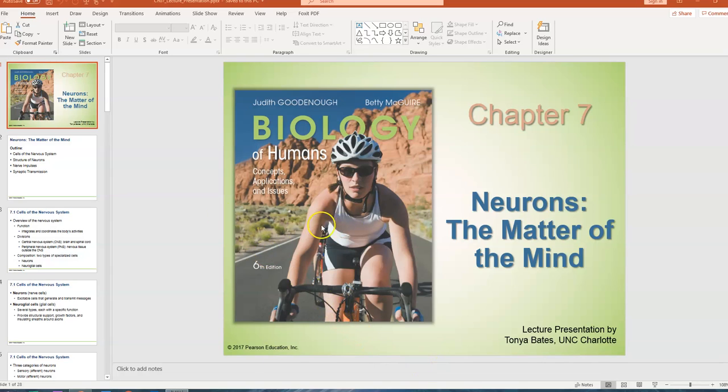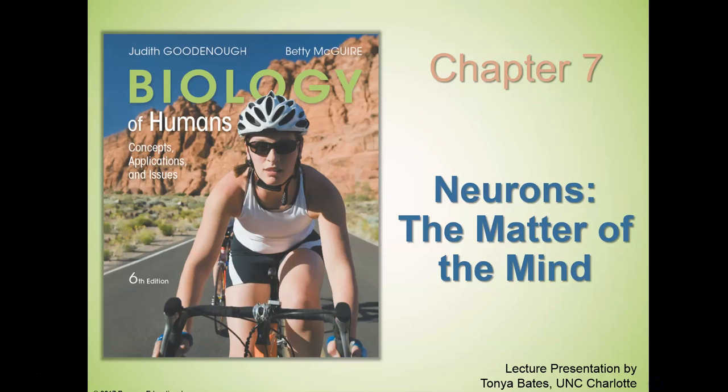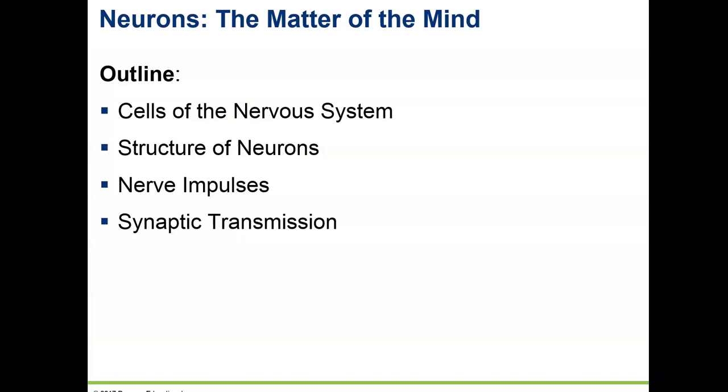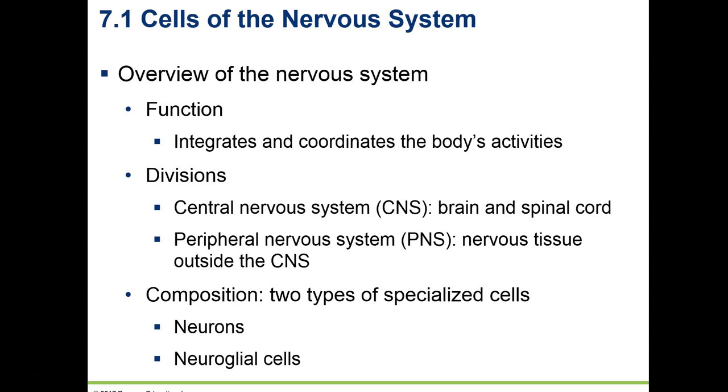Today we will start Chapter 7, the nervous system. So, in the nervous system, this is the outline. Cells of the nervous system, structure of the neurons, functions like overview, function, integrates and coordinates. Means the nervous system actually makes us aware of our surroundings. For example, you are listening to the lecture, your nervous system is coordinating it.